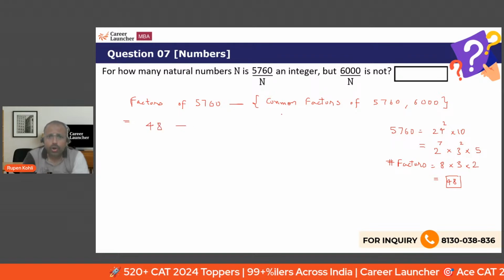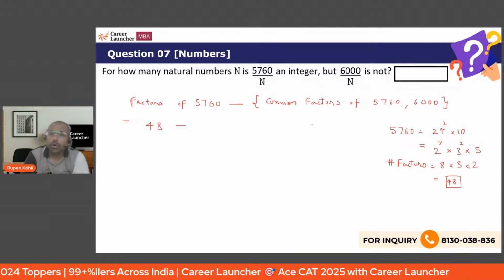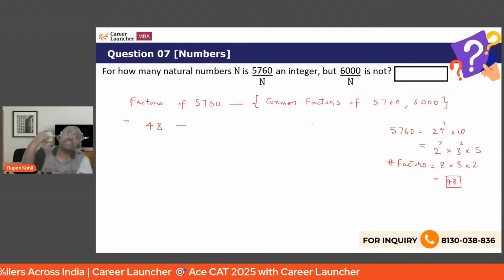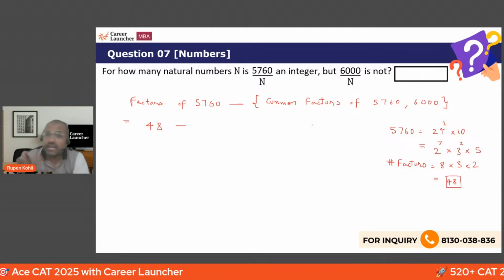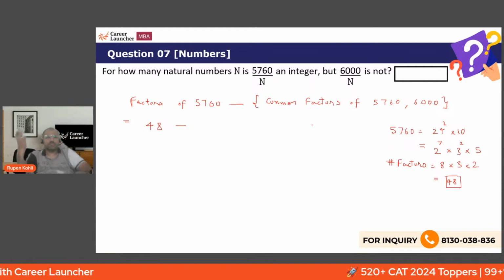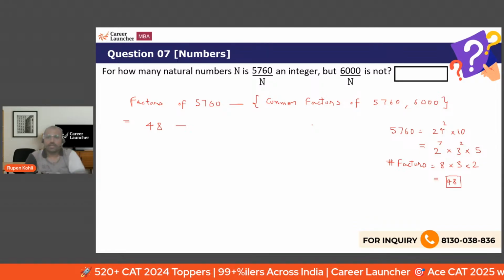As far as the common factors is concerned, the point is all the factors of the highest common factor of the two numbers are their common factors. The HCF is the highest possible common factor. All its factors are the common factors of the two numbers, isn't it?